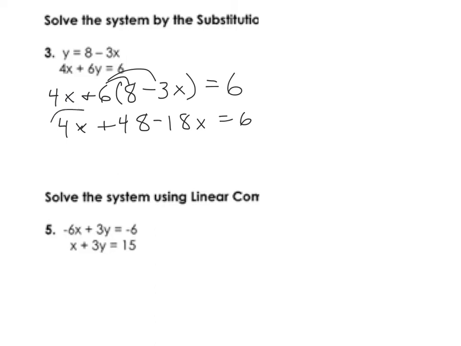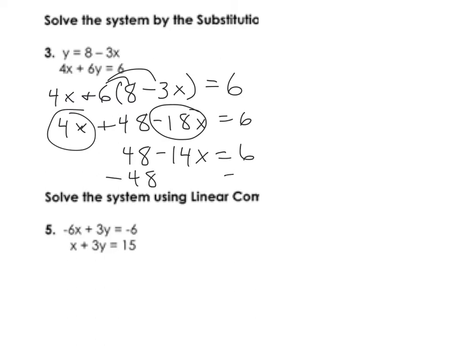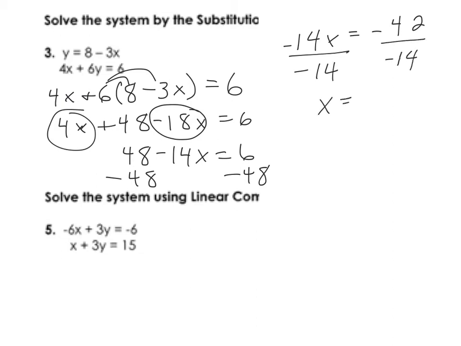4x and a -18x, these like terms, are going to give me -14x. 48 minus 14x equals 6. Minus 48 from both sides. It gives me -14x is equal to -42. Divide both sides by -14. I get x is equal to -3. Then I'm going to plug it back in.